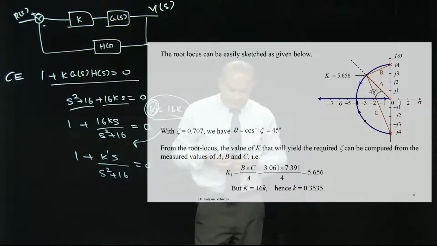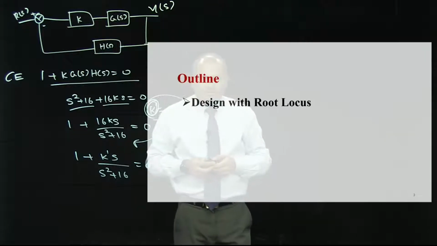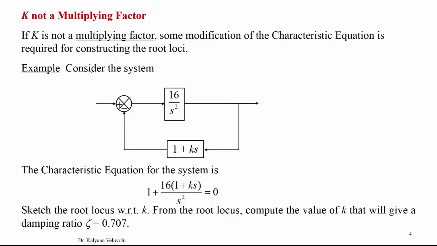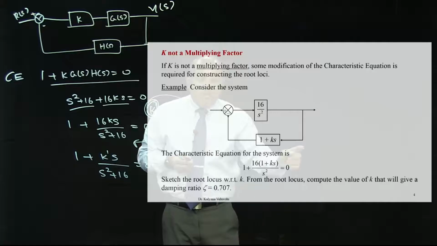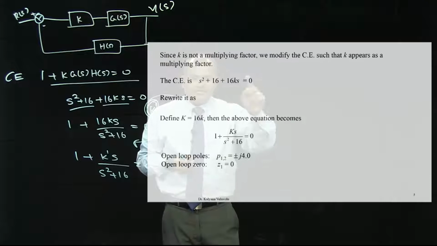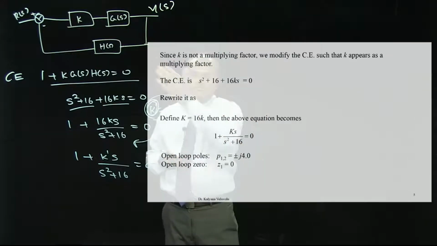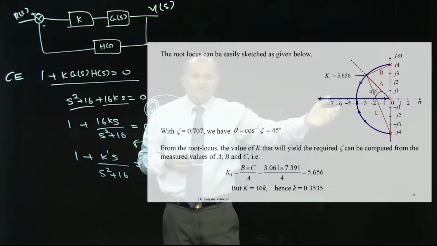So if you actually go through the problem, even when you have an expression that does not look like a standard form, you can change the characteristic equation. So we take this characteristic equation, modify it into the form suitable for root locus, just into this form, and then you can continue with the root locus.